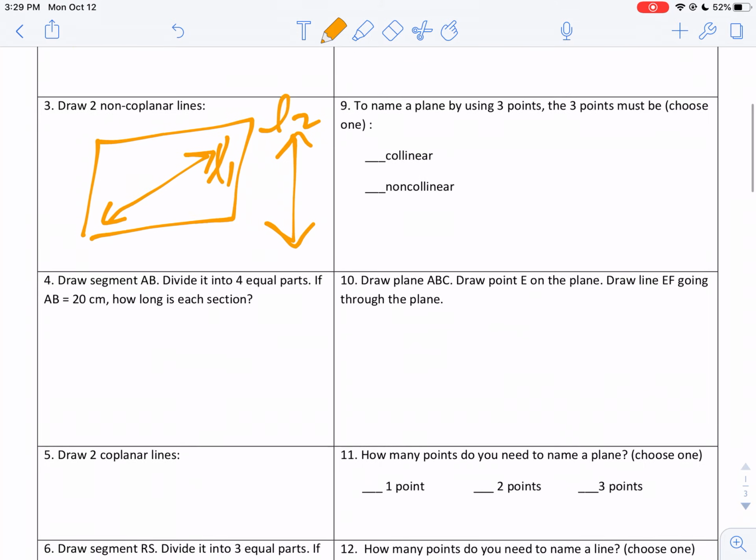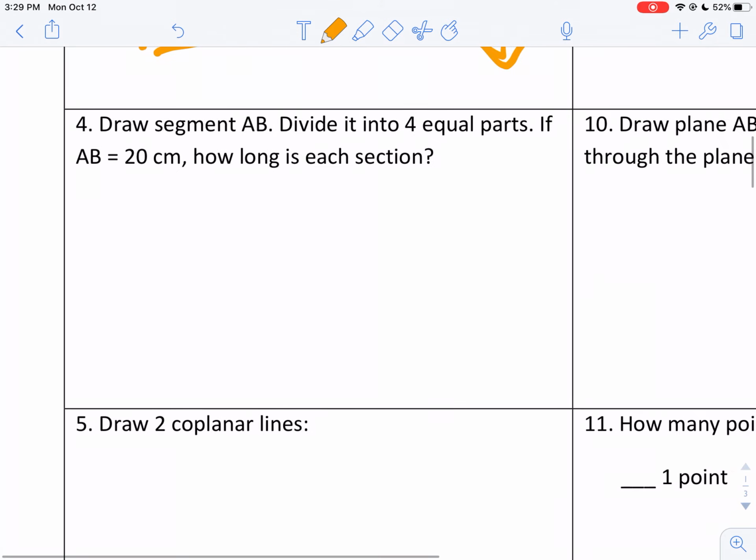Okay, let's take a look at number 4. Very precise direction here. Draw segment AB. That's what you do first. Draw segment AB. There you have it. Divide it into 4 equal parts.